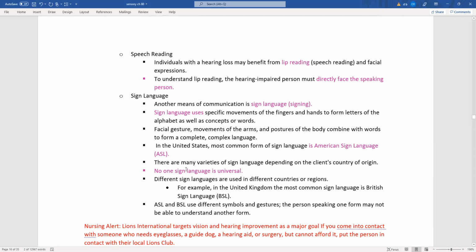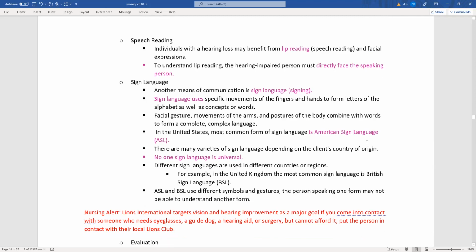It's called American Sign Language, so ASL. There are many varieties of language depending on the client's country of origin. Now, just know sign language is not universal. So if you go over to the UK, they use British Sign Language. So don't go over to the UK using the US Sign Language, because that doesn't work like that.